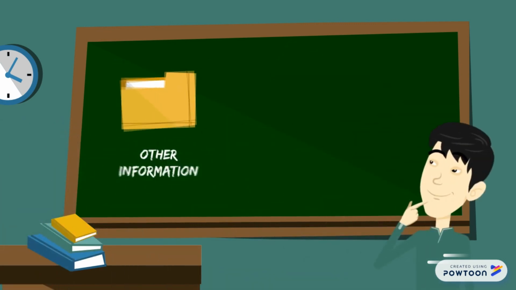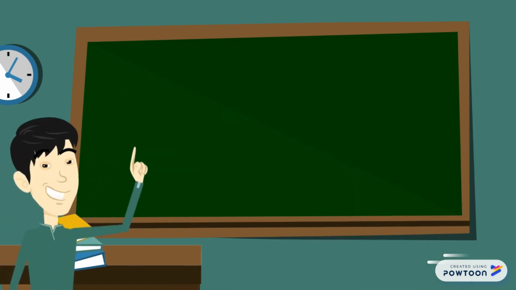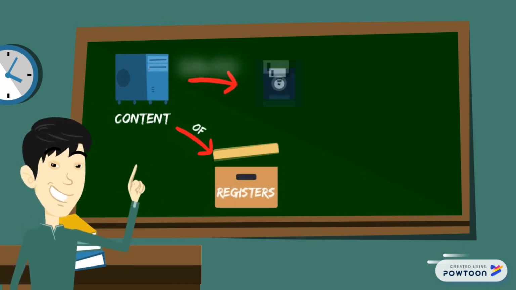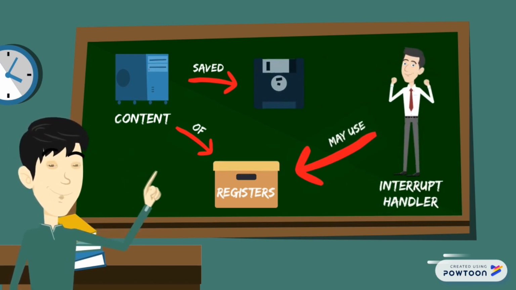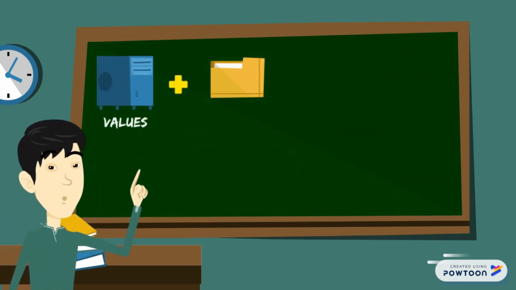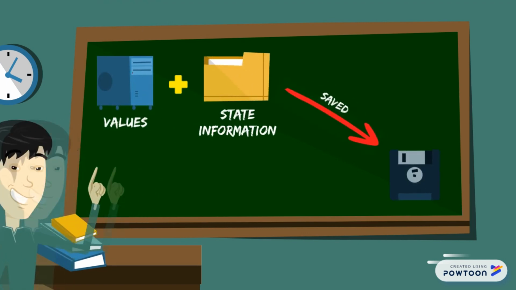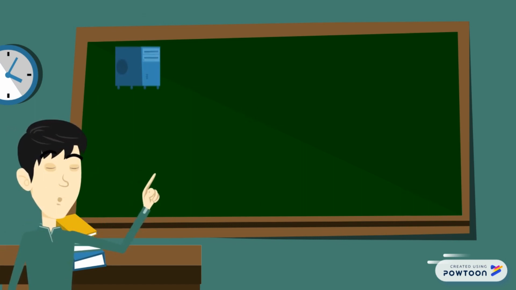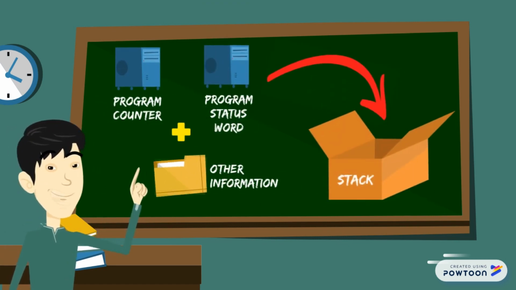However, there is other information that is considered part of the state of the executing program. In particular, the contents of the processor registers need to be saved because these registers may be used by the interrupt handler. So, all of these values plus any other state information need to be saved. Typically, the interrupt handler will begin by saving the contents of all registers on the stack.